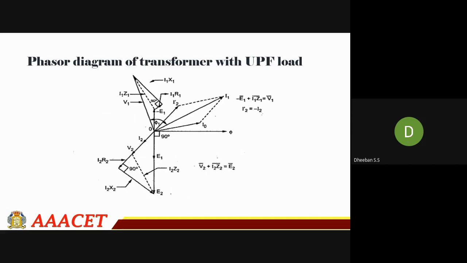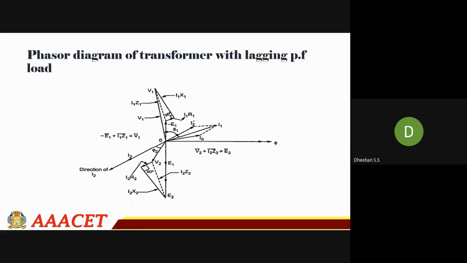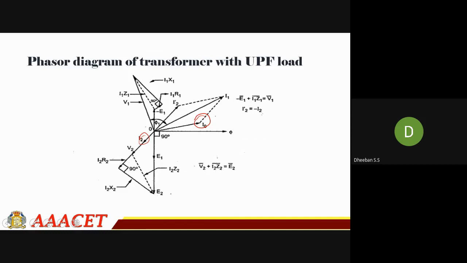So this is the phasor for your unity power factor. And here you can see this is for your lagging power factor. You don't need to get confused with all these things. You have to see with respect to the I naught. Your I naught is your main thing, I naught and I2, because the current will be flowing in the primary due to the secondary. Here you can see this is with respect to the lagging power factor, so your load will be an inductive load, and for the unity power factor your load will be a resistive load.